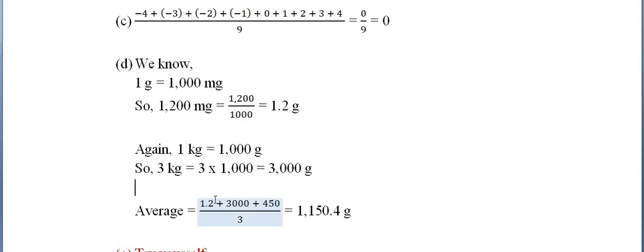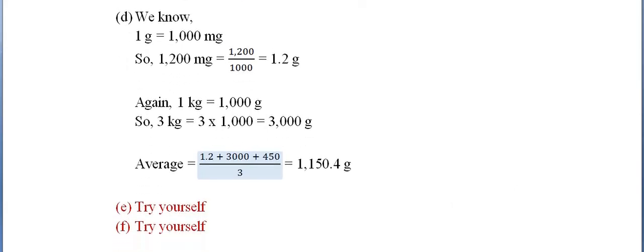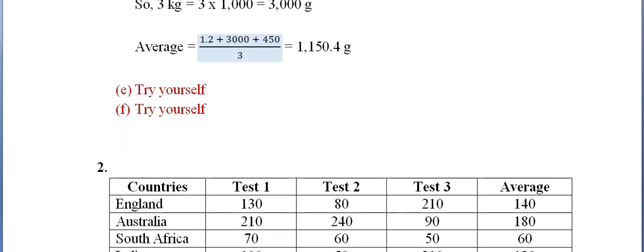So all these values are now in grams, so you just need to add 1.2 plus 3000 plus 450 divided by 3. You will get your answer to be 1150.4 gram. So this is basically 1 kg 150 gram 4 milligram. Okay, so E and F you can try yourself. Question number 1, E and F you can try.